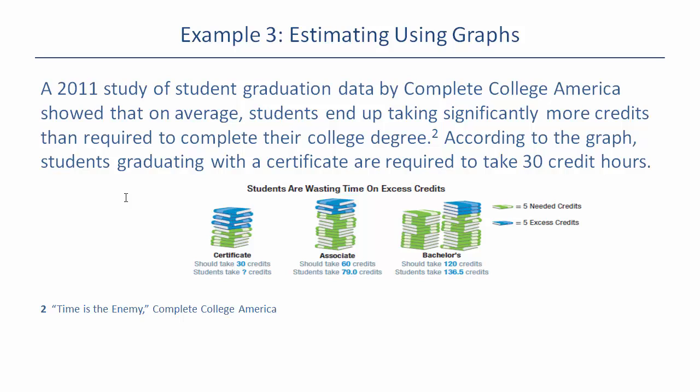To get an associate's degree, they should take 60, and for a bachelor's, they should take 120. According to the numbers, each one of those books represents 5 excess credits, and the green books represent 5 needed credits. So the associate graph shows 79 total credits, and I don't know how you could look at those 4 books and realize that there are only 19 credits instead of 20, right?